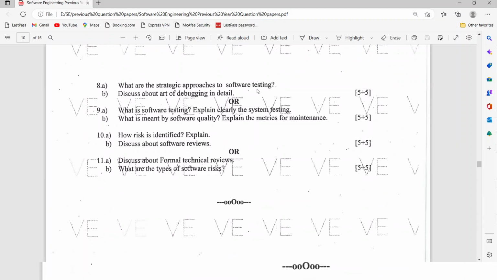What are the strategic approaches to the software testing? What is the art of debugging? What is meant by system testing? What are the metrics for the maintenance? See, from the risk, you will get definitely one question: how the risk can be identified, and what are the risk reviews we are having, and formal technical reviews, and type of software risks also.